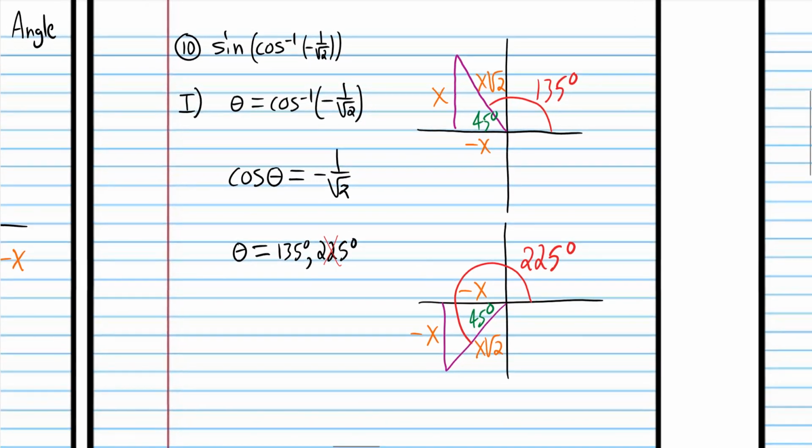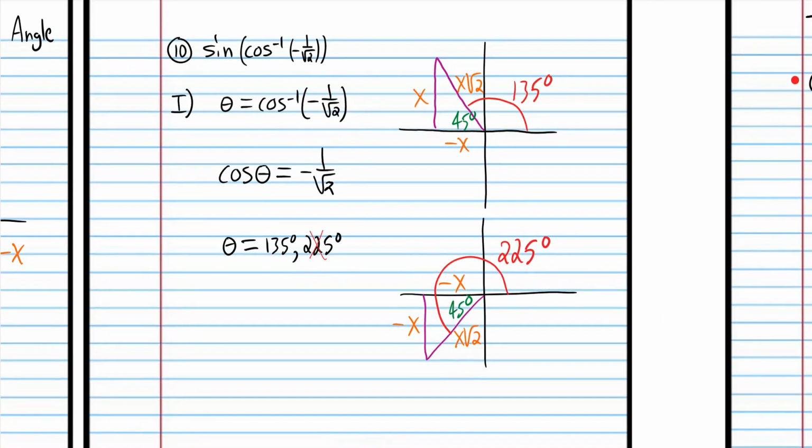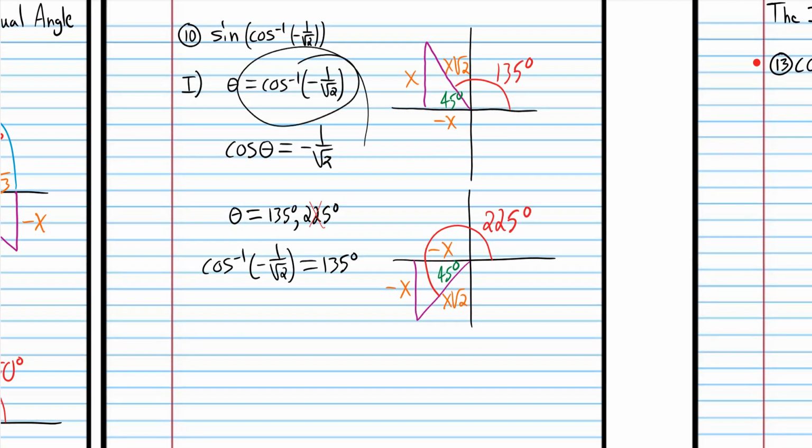It's considered the output of a function, and the output of a function can only have one value. There's only one value for the output given one input. So that means that cosine inverse of negative 1 over root 2 is equal to 135 degrees, because cosine inverse is restricted to numbers between 0 and 180 degrees. So now we can find the value that we're actually looking for, sine of cosine inverse of negative 1 over root 2.